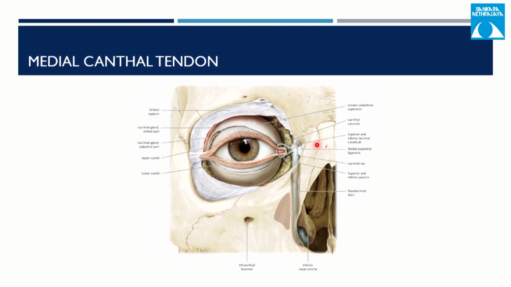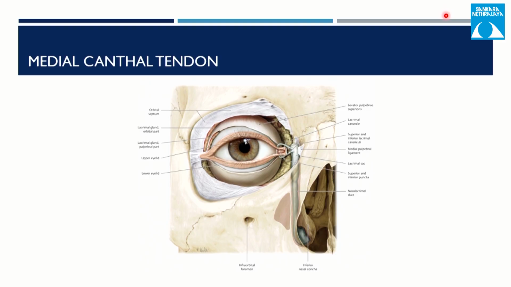the posterior limb. The anterior limb of the MCT comes in front of the lacrimal sac and attaches to the anterior lacrimal crest. The posterior limb goes behind the sac and joins at the posterior lacrimal crest. This anterior limb is very important because that's what keeps the puncta in position. As she told, there are three limbs basically: anterior, posterior and superior.